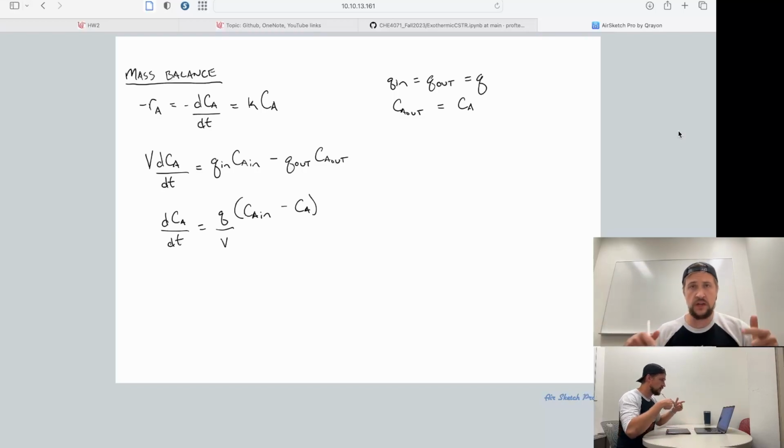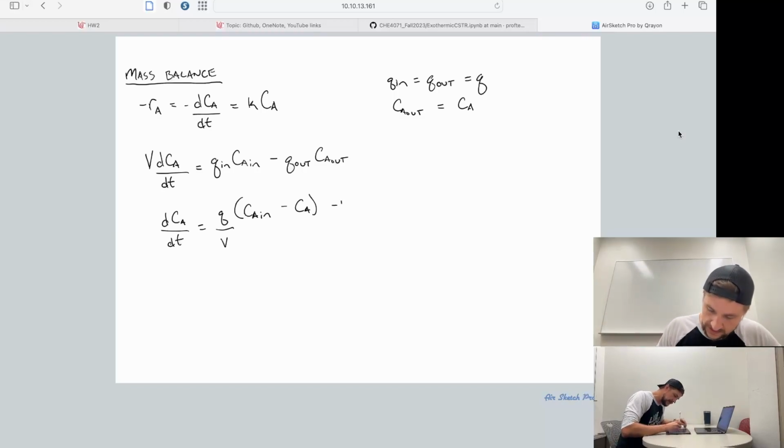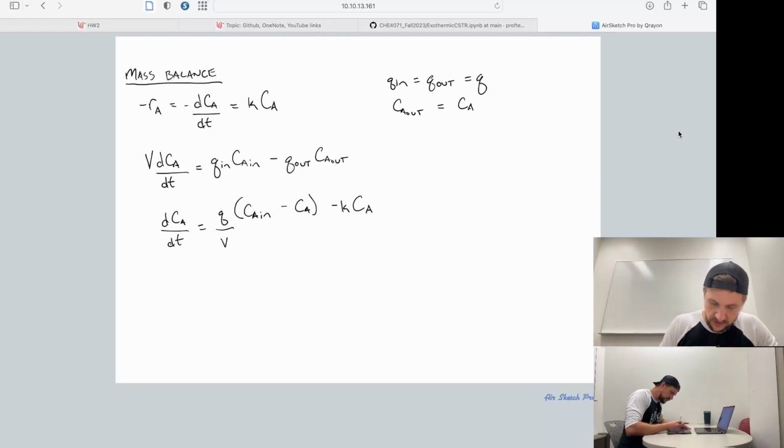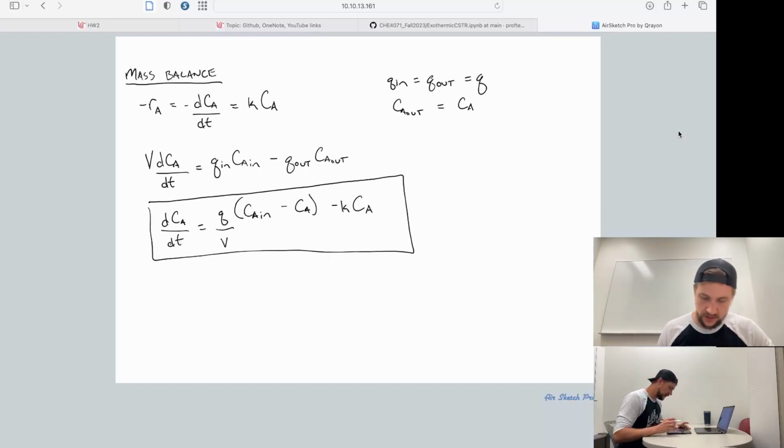Now the other thing to consider here for our mass balance of A is that A is continually converting to B, and that is happening at this rate right here. And the reason we are subtracting it from our mass balance is that A is leaving. A is converting to B, and so we're losing A at this particular rate, kCa. So this is our equation for our concentration of A and how that changes with respect to time.